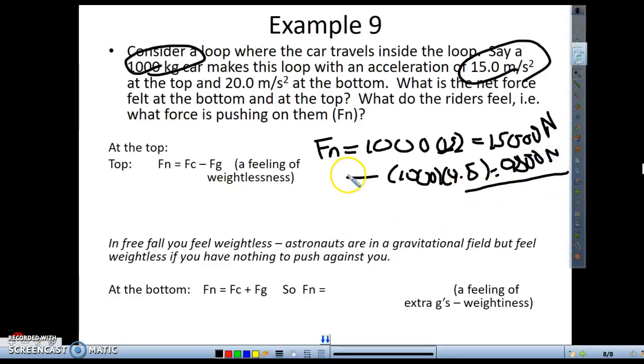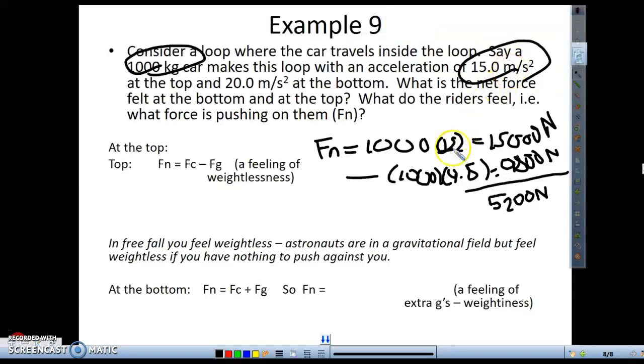Okay, so I'm taking my F sub C, which is 1,000 times my acceleration, and I'm going to subtract 9,800. All right, so 5,200 newtons of normal force. So that's the net force. That's the feeling.